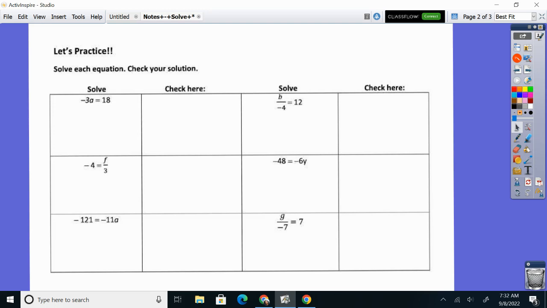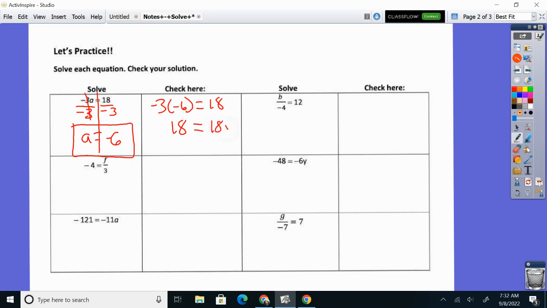All right, so this one says -3 times A equals 18. So the opposite of multiplication is division. If I do it on one side, I do it on the other. Those cancel. So I'm left with A equals -6. So I plug it in. I have -3 times -6 equals 18. 18 does equal 18, so that is the correct answer.